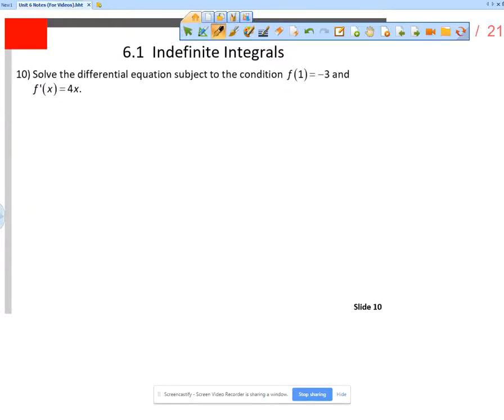This is the notes video for section 6.1, slides 10 and 11. In this part, we are talking about solving a differential equation.